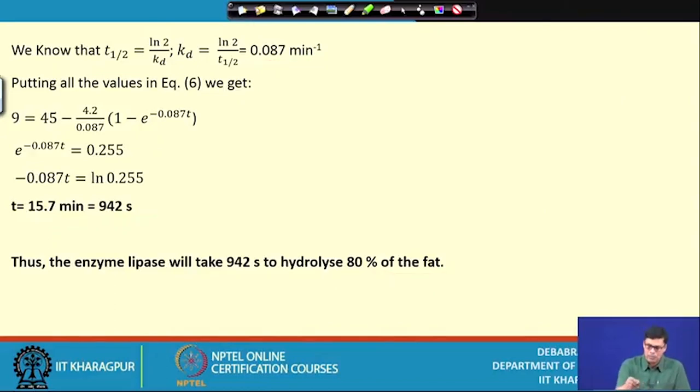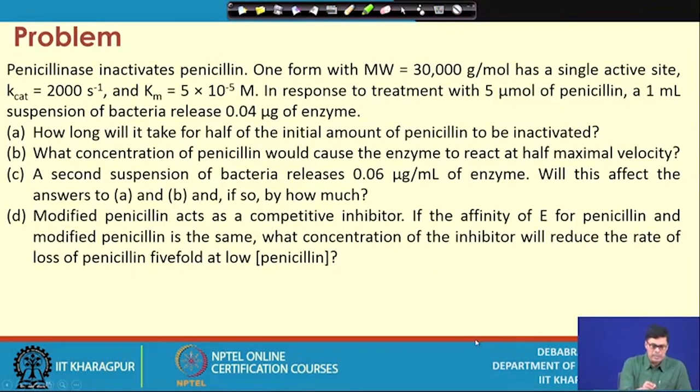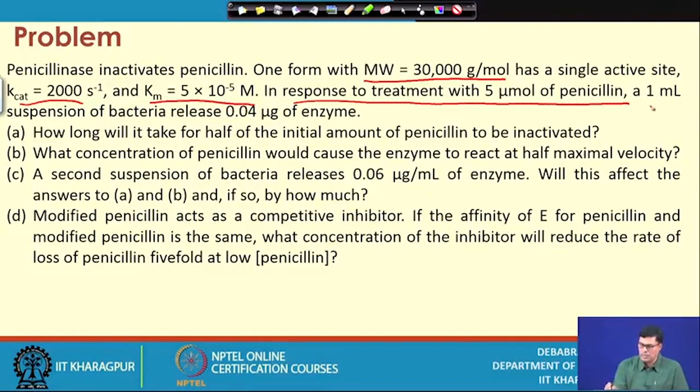Now another similar problem we have. Penicillinase inactivates penicillin, and one form, with molecular weight 30,000 gram per mole, has an initial active site, and the Kcat value is given, Km value is given. In response to the treatment of 5 millimolar penicillin, 1 milliliter suspension of the bacteria releases about 0.04 microgram of enzyme. How long will it take for half of the initial amount of penicillin to be inactivated?